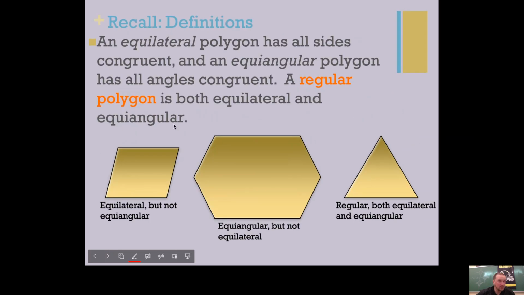Here's some recall on definitions. Equilateral polygons have all sides congruent. So that's an example of an equilateral polygon. But if you look at these angle measures, that one's acute, that one's obtuse, they're not the same. Equiangular polygons, all of the angles are the same. But the sides clearly are not. This top is way longer than that side.